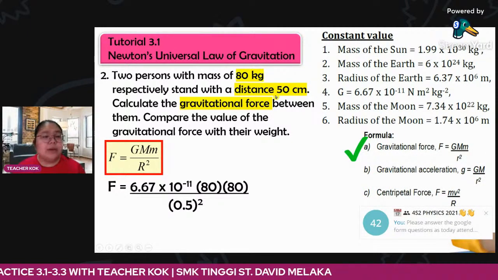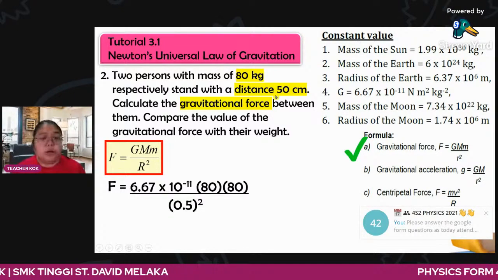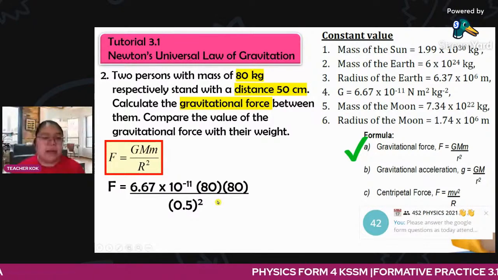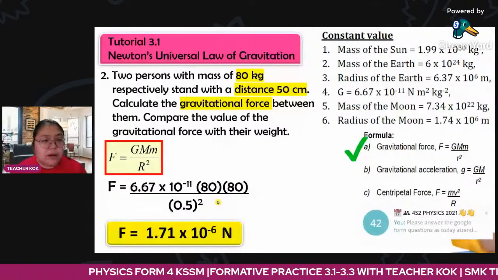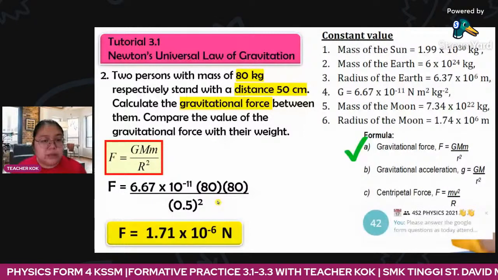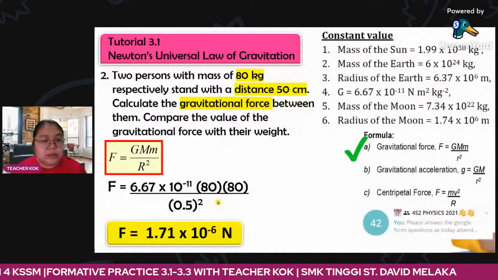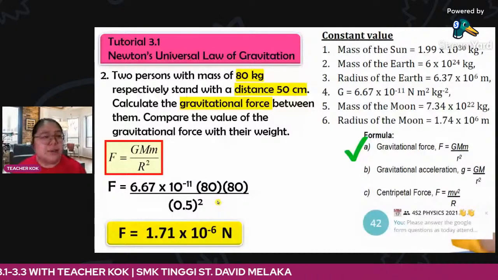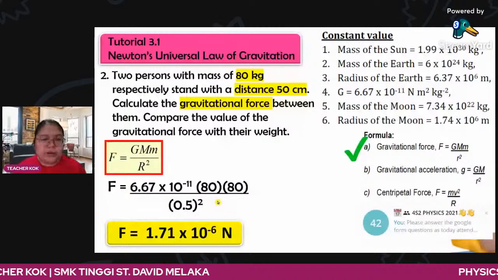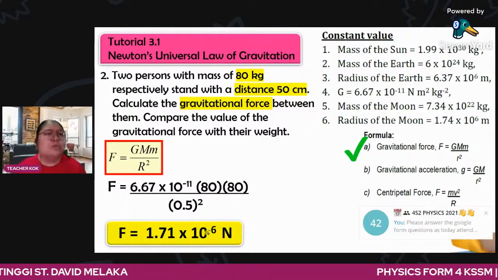50 cm, help me change it to meters. So it becomes 0.5. Then remember to square it. Okay, the final answer I get is that the gravitational force is very, very small. First, your distance is close. Number 2, the mass is very, very small. So you'll find it is 1.71 times 10 power of negative 6 only. So the force is very small. That means two persons cannot attract each other, because the force is too small.